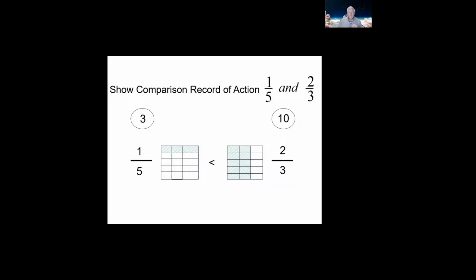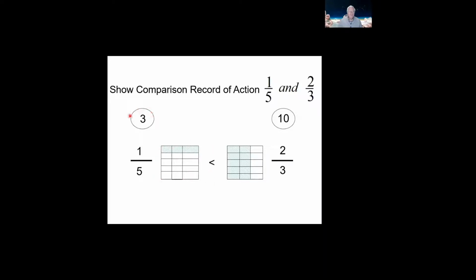So when we look at the comparison record of action now, if we're going to say which is larger, our task is pretty easy at this point. We know that this gives rise to 3 little pieces, and this gives rise to 10 pieces. We even have kind of a shortcut way of getting there. 5 times 2 is 10. 3 times 1 is 3. And if we wanted to know how big the whole thing is, we just take 5 times 3.